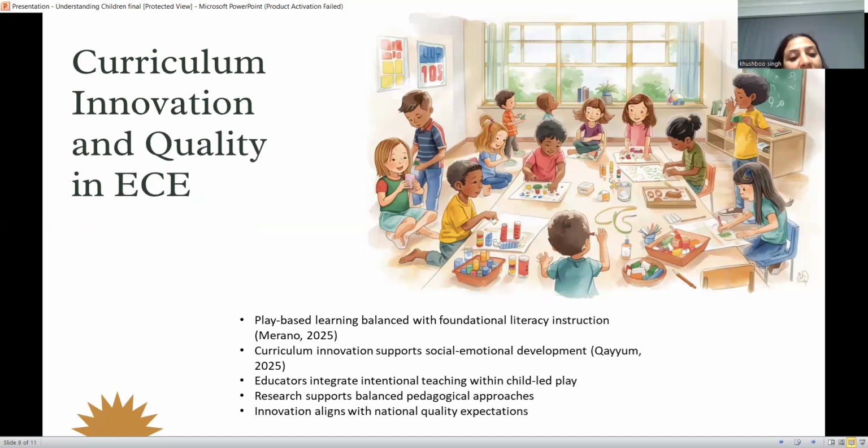Marano, 2025, indicates curriculum innovation integrates play-based learning along with literacy and numeracy fundamental skills. Innovative practices also promote children's social-emotional development. They emphasize the necessity for flexible, responsive pedagogy. Reflection is needed when balancing intentional instruction and child exploration. Innovation in pedagogy is a balance with the National Quality Standard and its expectations.